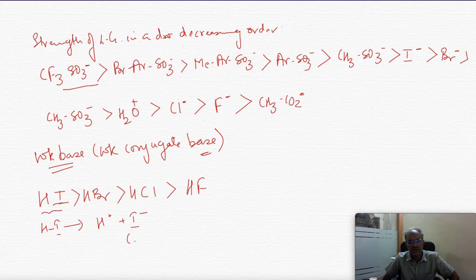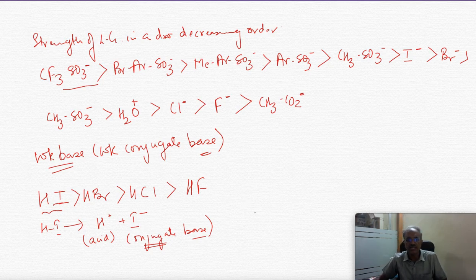That means this is a conjugate base, right? If this part is an acid, then obviously this part has to be a base, but it is known as a conjugate base. Conjugate means the same thing which is associated with it. Similarly, HF will give H plus plus F minus. This is an acid, and this is a conjugate base.